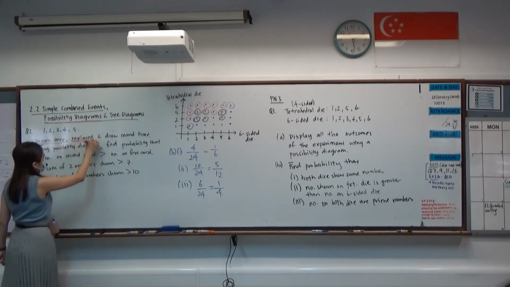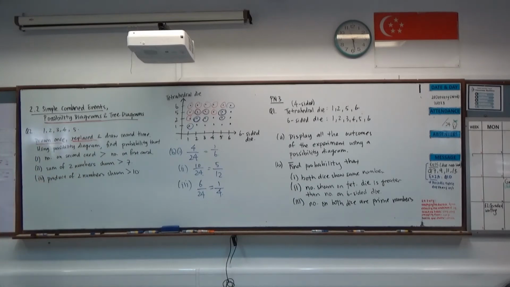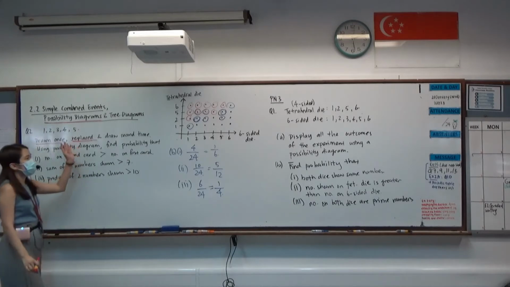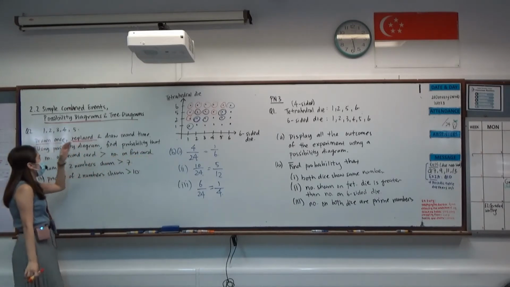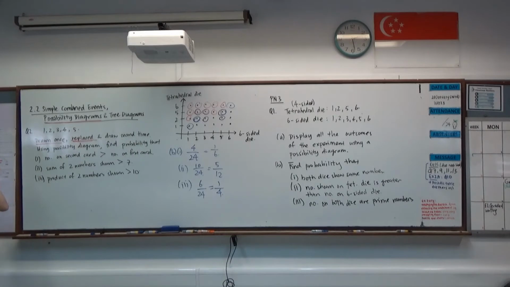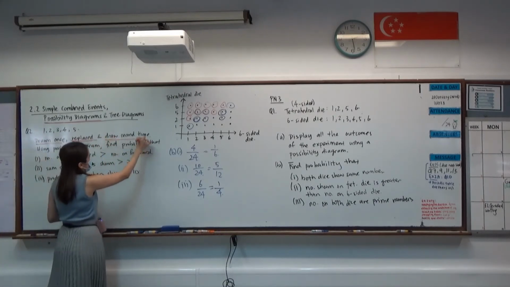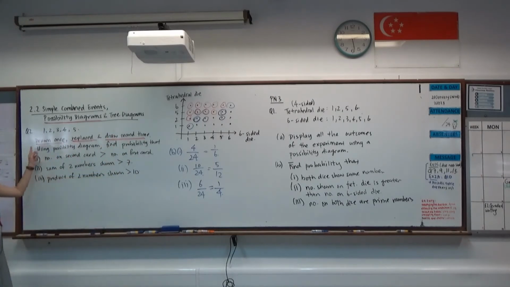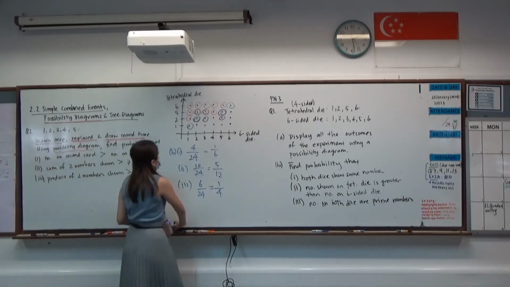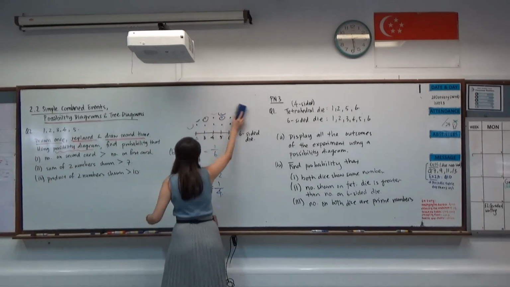This word replacement is a very important word that we need to keep a lookout for when it comes to probability. Then we draw a second time. When I first draw, there are 5 numbers in the bag. Since I'm replacing it, there will still be 5 numbers the second time I draw. So there are 2 different components in this scenario, and we want to find the probability. The question specifically says using a possibility diagram.